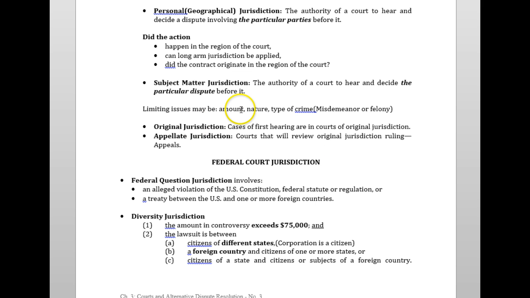Limiting issues may be the amount, as we'll see here in a minute, the nature of it, the type of crime, misdemeanor or felony. Is it to be in state court? Is it to be in federal court?